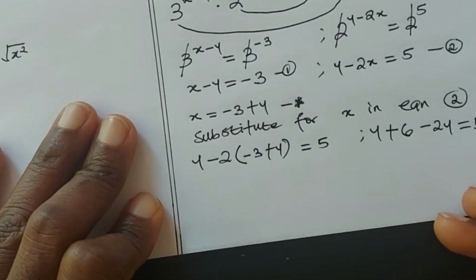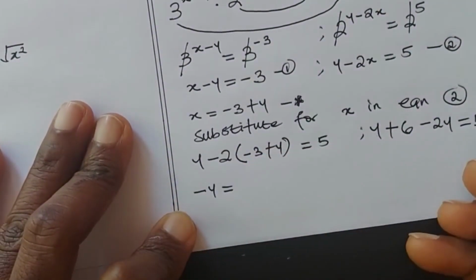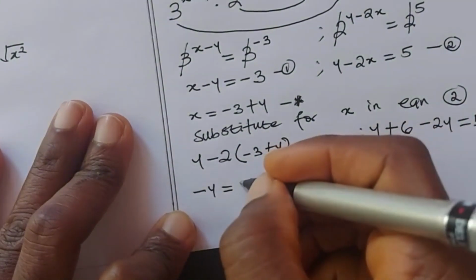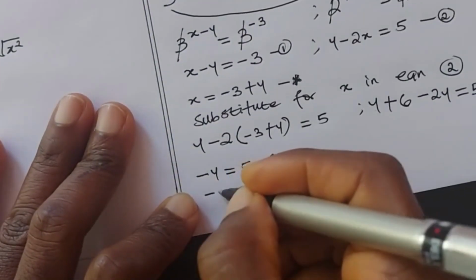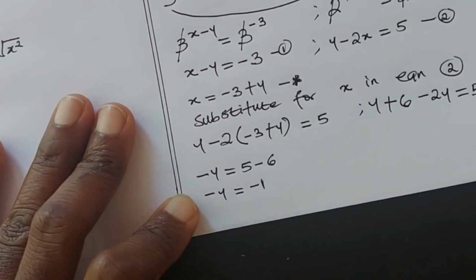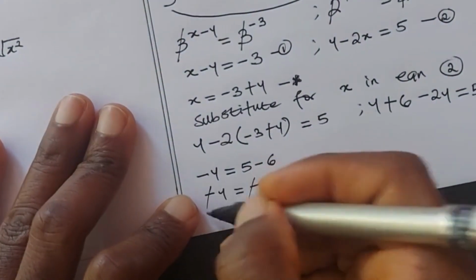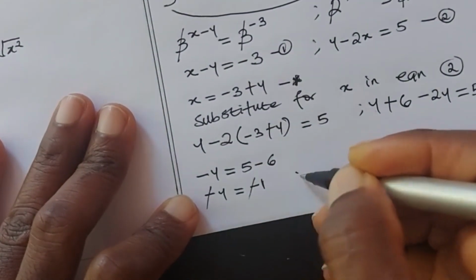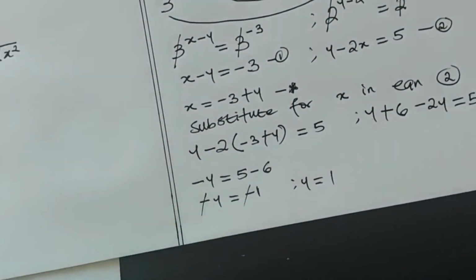Then transfer this to the other side. So that is minus y is equal to 5 minus 6. So I can easily say that minus y is equal to what? Minus 1. Did you get that? So minus cancels out minus. So I can easily say that my y is equal to what? 1. So my y is 1.